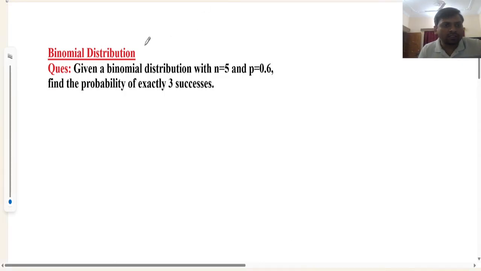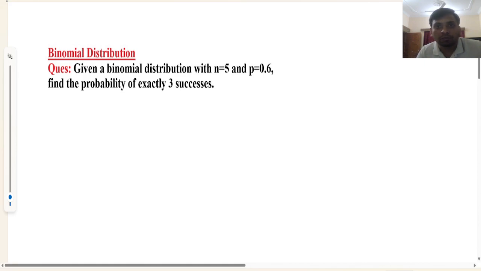So this is the question. Given a binomial distribution with n equals 5 and p equals 0.6, find the probability of exactly 3 successes. This is the case of binomial distribution.